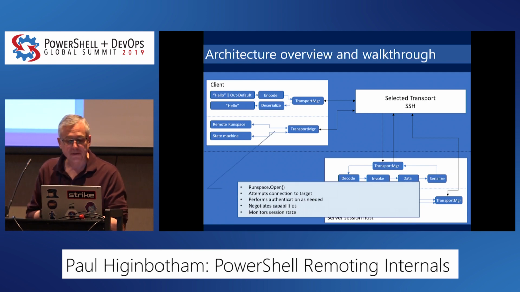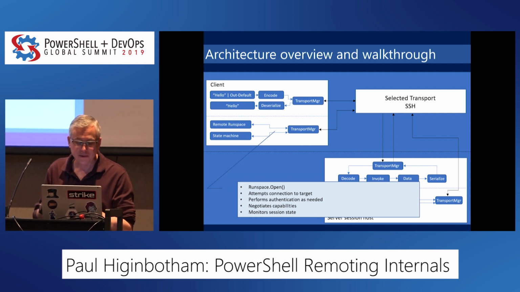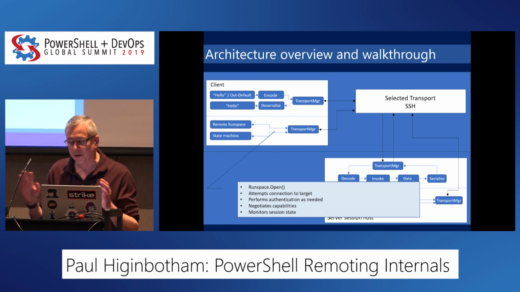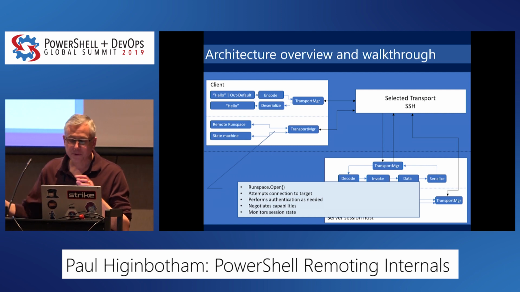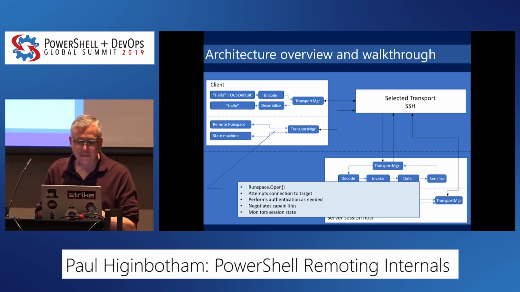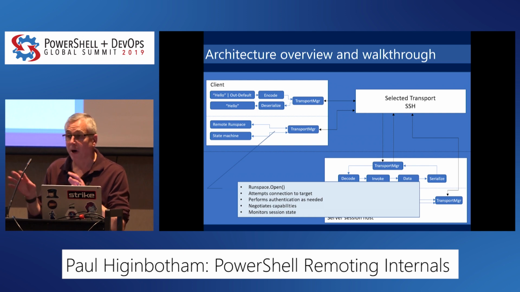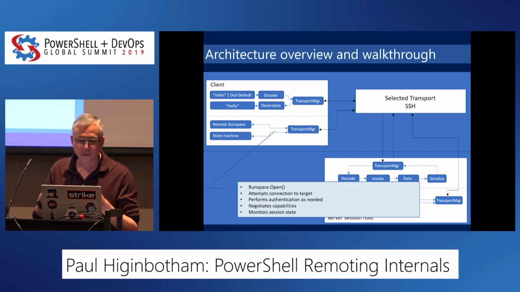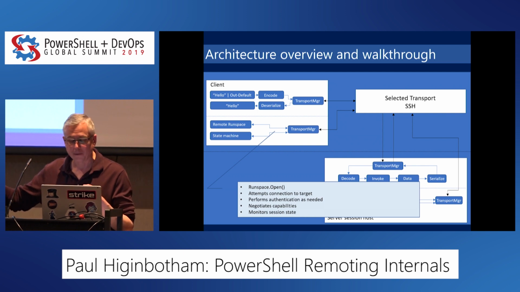And again, the RunSpace is open. The connection is initiated. Authentication is done as needed. Negotiations on capability: what version of PowerShell are you talking to? When all that's done, the client just basically monitors the state. So if everything is good, the remote RunSpace on the target has been established, and now it's ready for commands to be run on it.